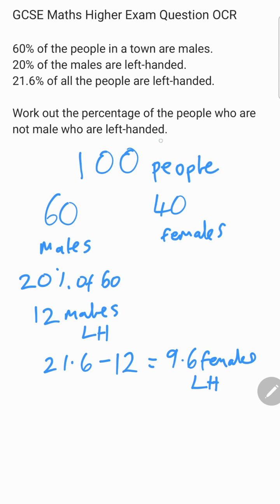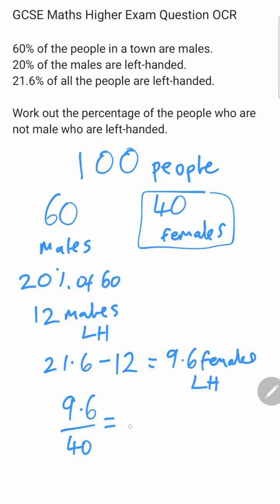But if you look carefully, what they want is people who are female. So you're only looking at female, so it's out of 40. So 9.6 out of 40, you have to convert that into a percentage. We could divide it by 4 to make it out of 10, and then make it out of 100, assuming you don't have the calculator. So 9.6 divided by 4.